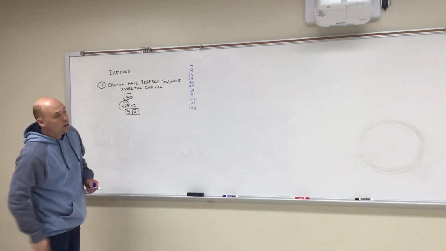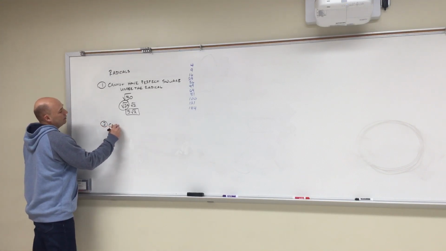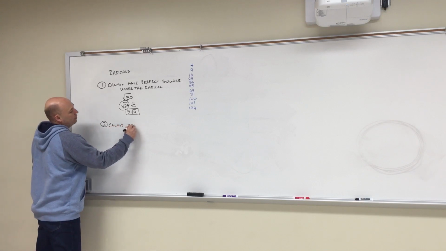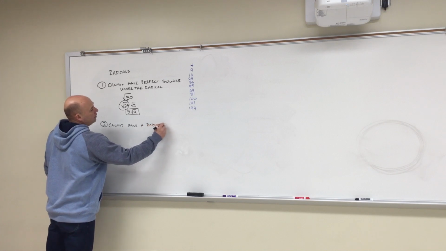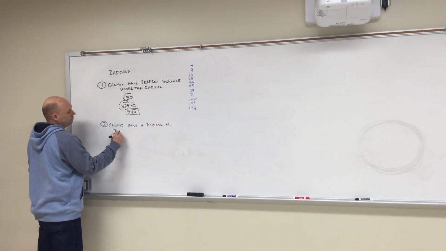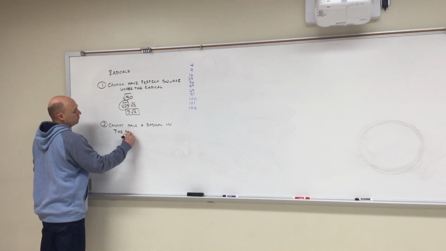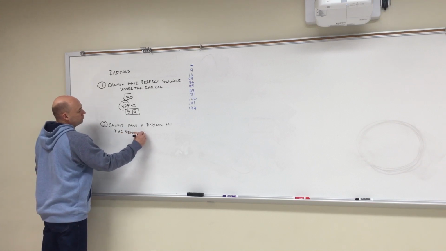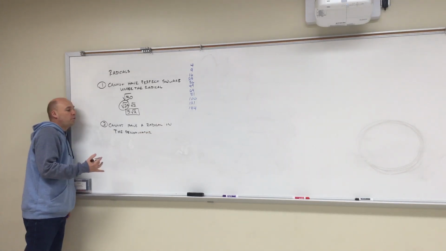That's rule number 1. Rule number 2 is you cannot have a radical in the denominator. So you can't end a problem with a radical in the denominator.